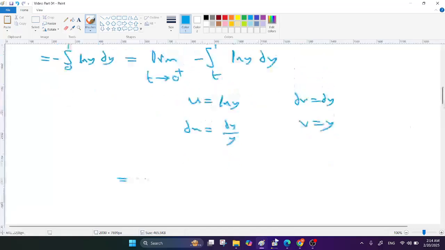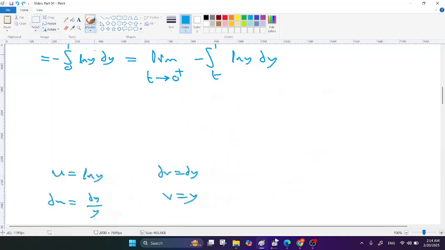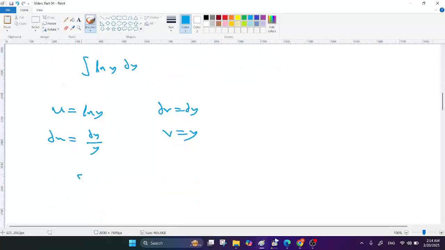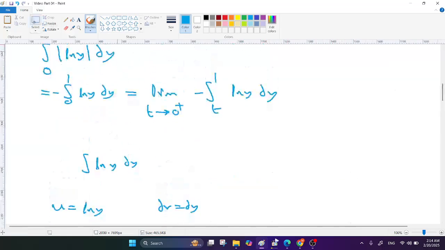I want to solve it first without these limits. I want to solve just the integral, then I will continue the rest, okay? Integral ln y dy equals y ln y minus integral dy. And this equals y ln y minus y plus c. You see? So now let's solve this one.